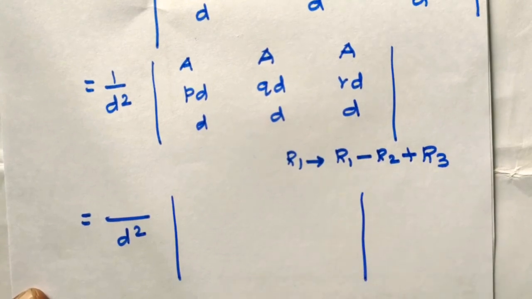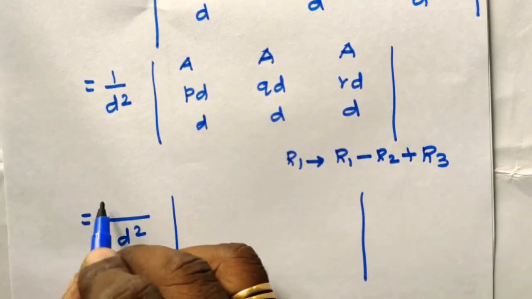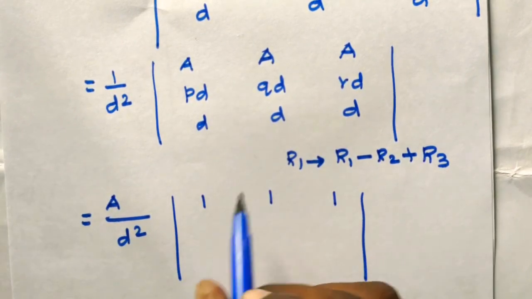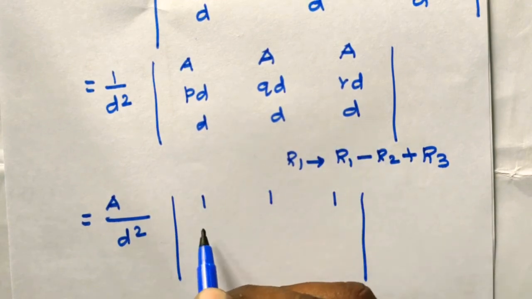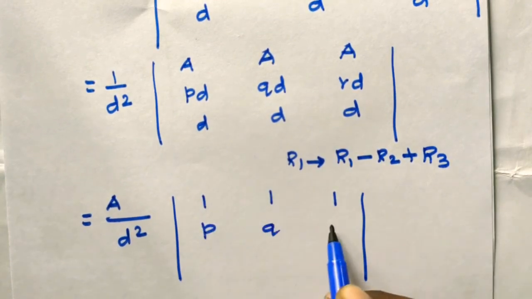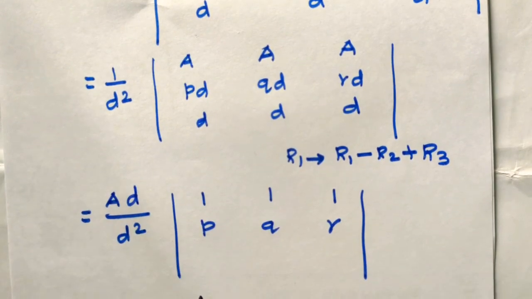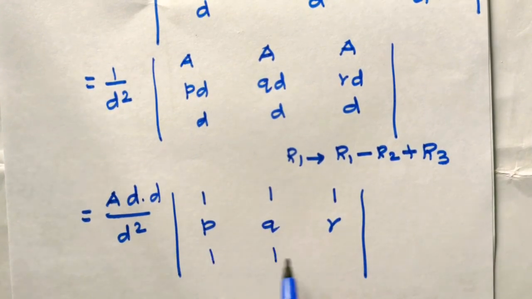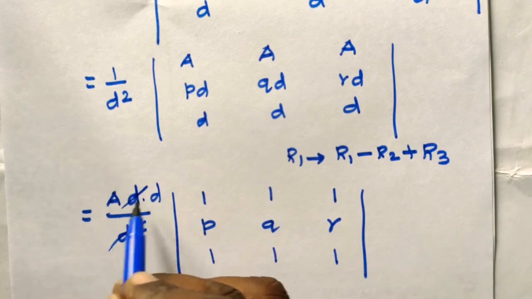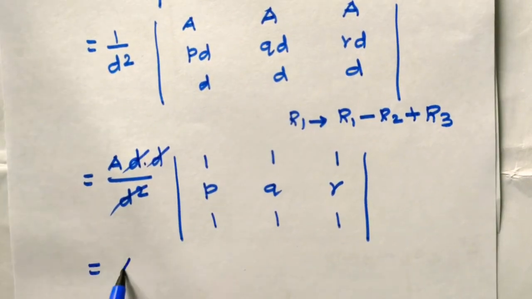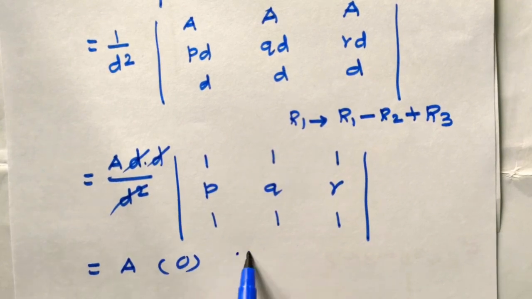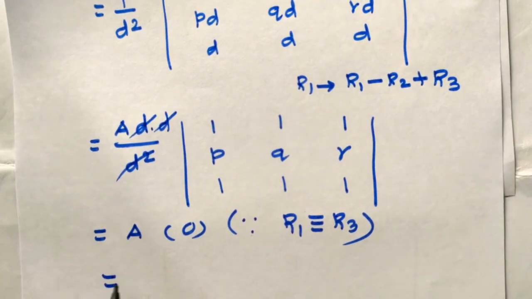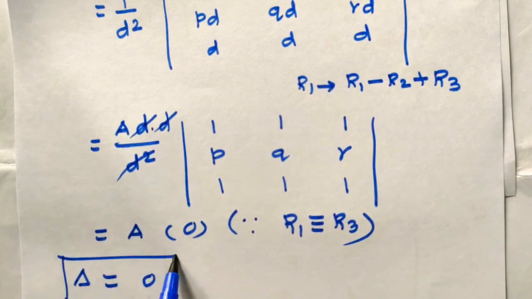In the first row, a is the common element, so take a outside and the remaining 1, 1, 1. In the second row, d is the common element, so take d outside, remaining p, q, r. In the third row, d is also common, so take d outside, remaining 1, 1, 1. Here d squared and d into d get cancelled, remaining a into 0. Here R1 is identical to R3. A into 0 is 0, therefore delta is equal to 0.